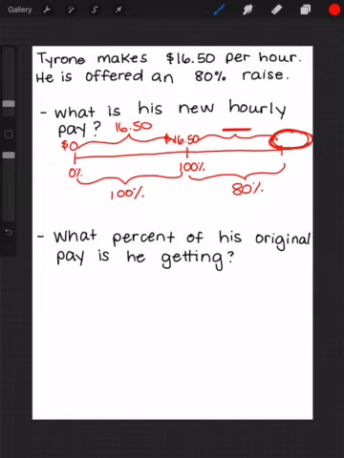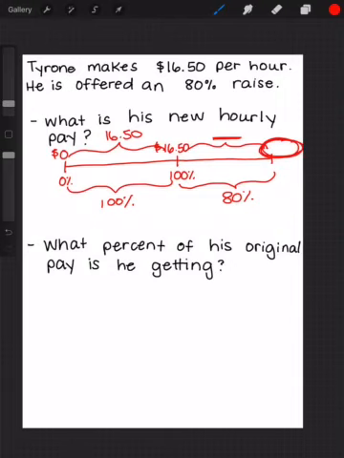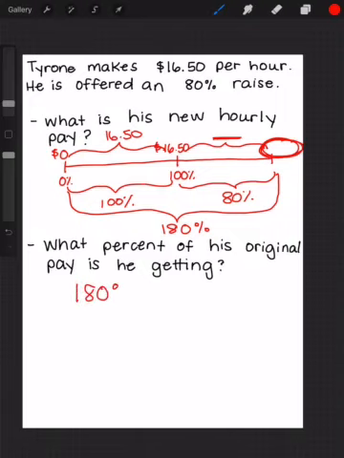Okay, so what we need to do is look at the percents we have at the bottom. Okay, we have 100 and we have 80. We want to figure out this entire amount. So we need to add those together. We need to figure out 180% of what we have. Okay, 180%. So what percent of his original pay is he going to get? He's going to get 180% of his original pay. That's a really good raise.